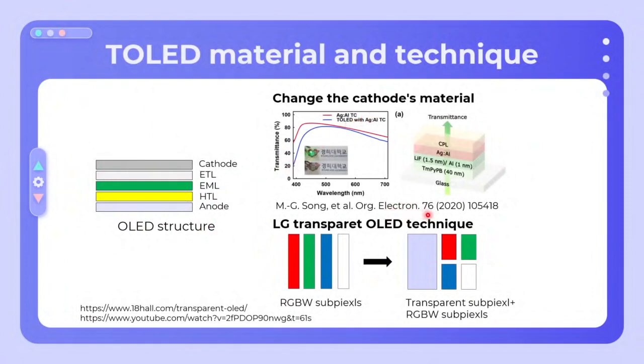In 2020, published in Organic Electronics, they used silver-doped aluminum as the cathode, and then used a capping layer to protect it. The transmittance shows it can reach up to 80%. Another way, which does not change the material, is the LG transparent OLED technique. They use a transparent subpixel in half of the pixel. This way it can make the OLED TV become transparent.